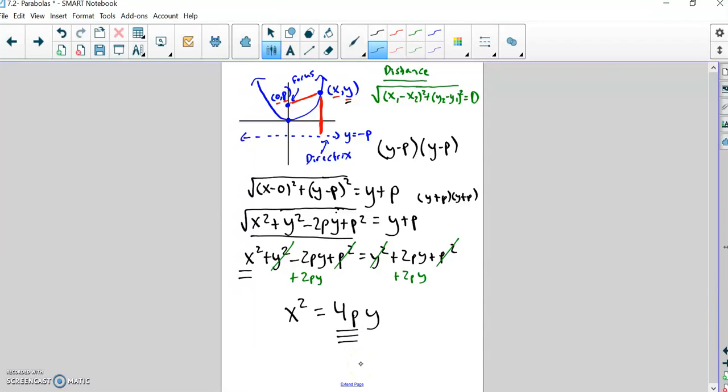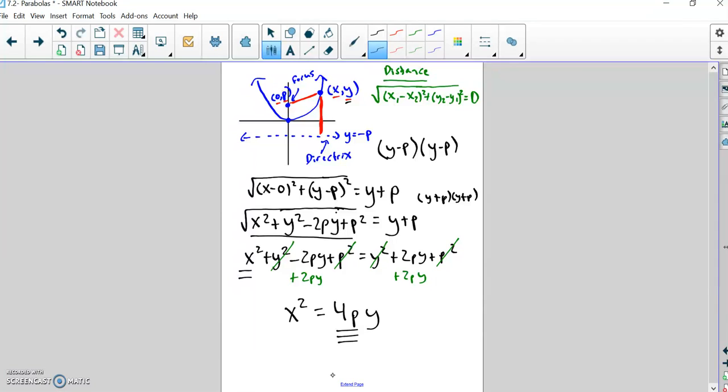That 4p will be consistent in any parabola, and we have just proven where it comes from. So next time you are wondering where it's at, you can come back and look at this proof, and you know every single parabola will have this 4p. I'll talk a little bit more about what that value p means in a little bit, but what I want you to know is that every parabola will have a 4p right here in its equation.